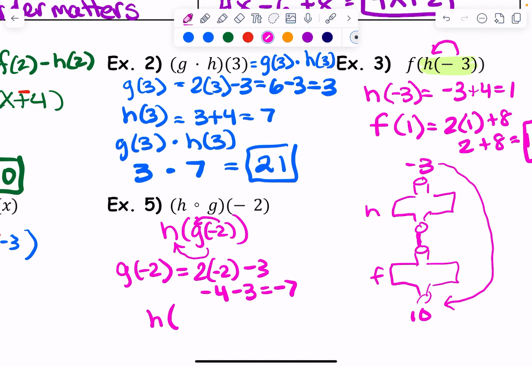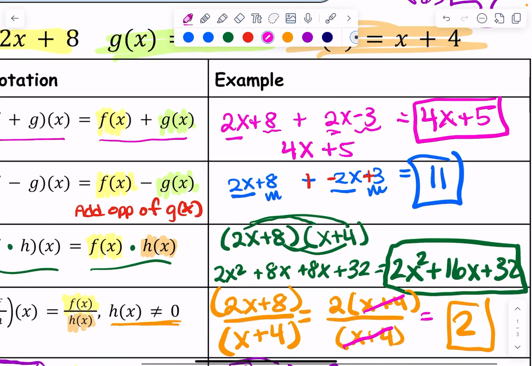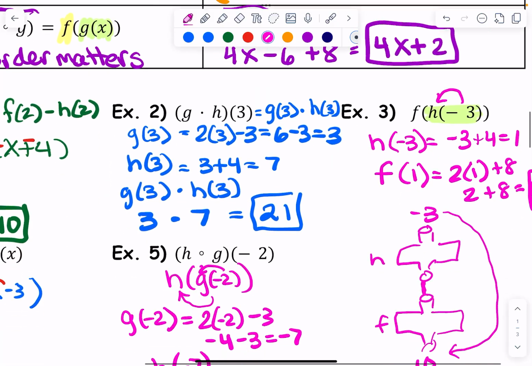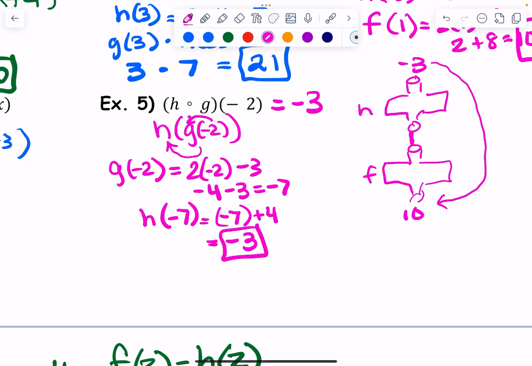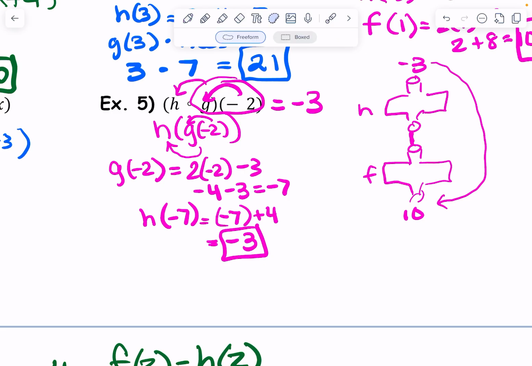So now we're replacing g of negative 2 with negative 7. And now the negative 7 is going into h. And h is x plus 4. So we're going to go x, which is now negative 7, plus 4. And so we'll end up to get a negative 3. So this whole thing is equal to negative 3. And it's really important that you realize that you're not multiplying by negative 2. You're substituting a negative 2 into g and then taking whatever comes out and putting it into h.